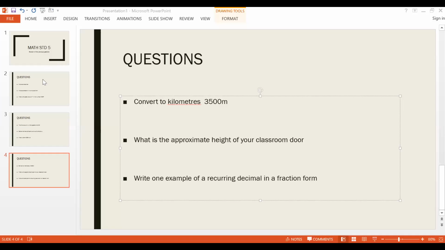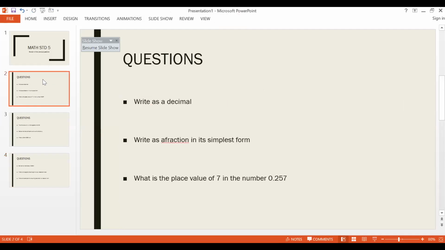So let us go back to our lesson. On Monday, I gave you some questions, of which I want us to go through. I want us to go through the questions that I gave you on Monday last week. Some of the questions are here. Number 1, write as a fraction. That was the first question.